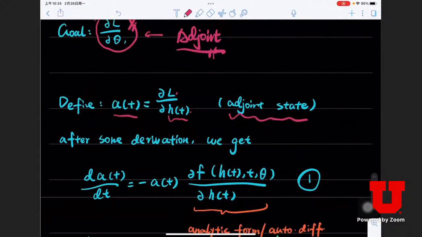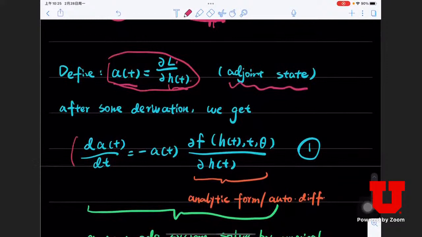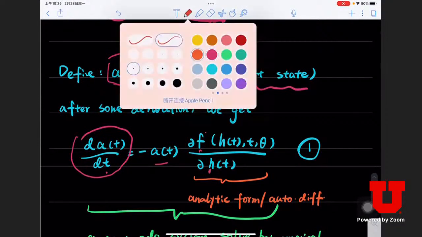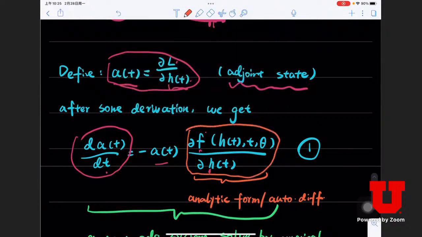When we define this adjoint state variable, after some very complex derivation, we get a very beautiful form. It is something like this: the gradient of a(t) itself with respect to t is equal to a(t) multiplied by the gradient of f with respect to h. Remember, f is a function like a neural network, and its input is h(t). So this term, in the orange box, always has an analytical form, or you can just compute it with the autodiff function. Just consider f a neural network and h its input. Of course, we can call autodiff in PyTorch or TensorFlow to get these terms.